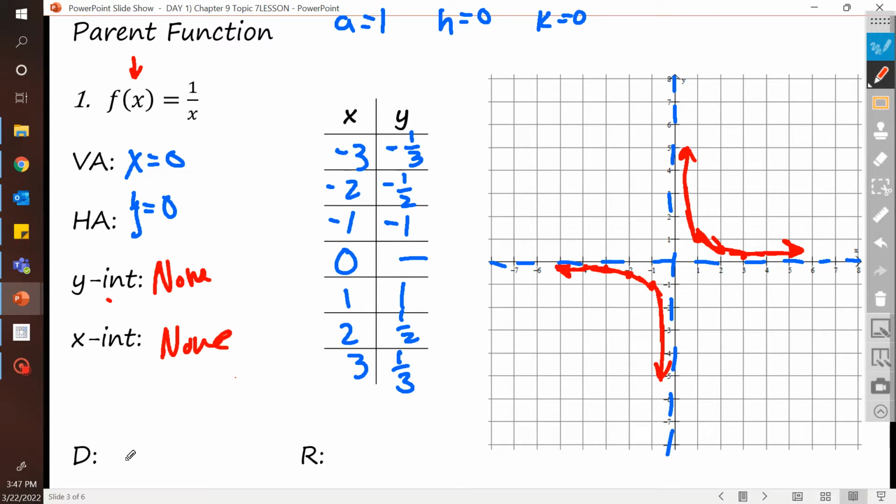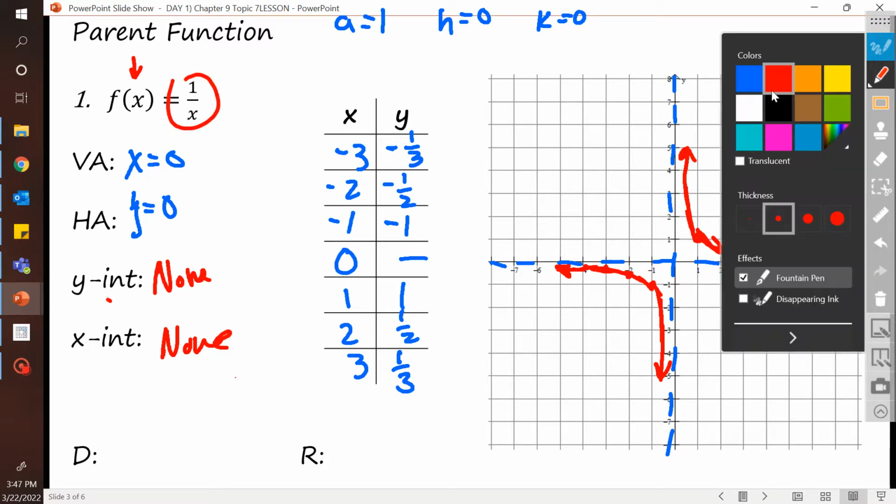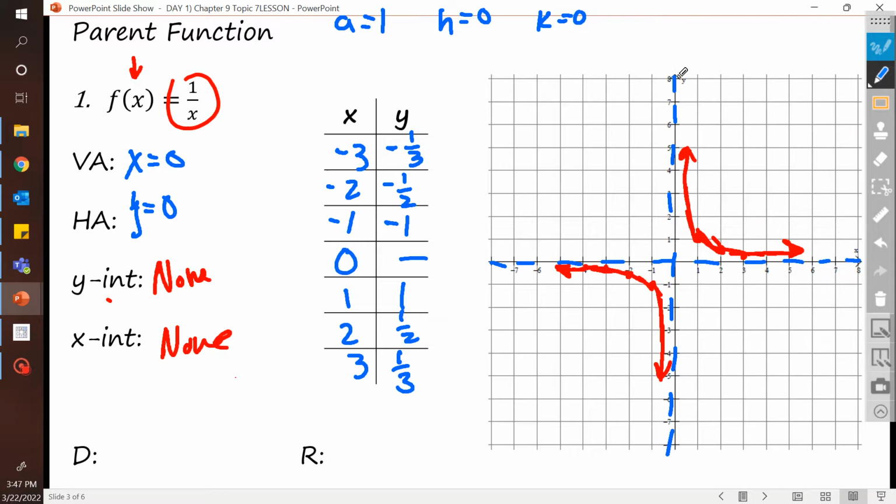As far as the domain and the range, if you look at the domain, the x values, you can plug in any x value you want except for 0. You cannot plug 0 into this because that would make this undefined. The asymptote will never be in the domain or the range. There's an asymptote in the range, there's an asymptote in the domain. So the domain is everything except for 0.